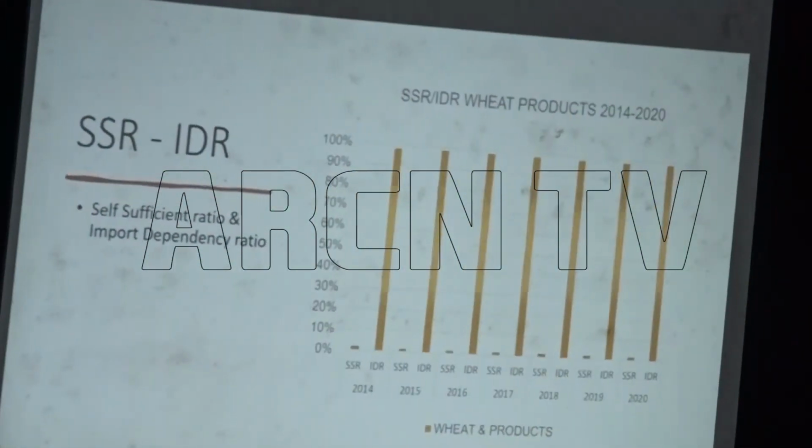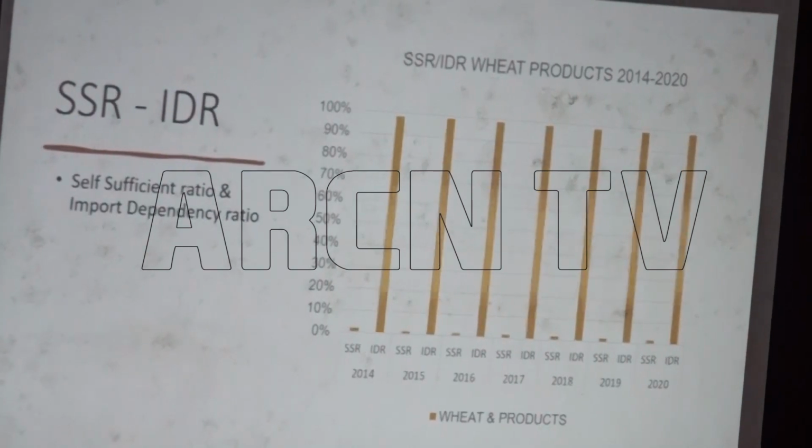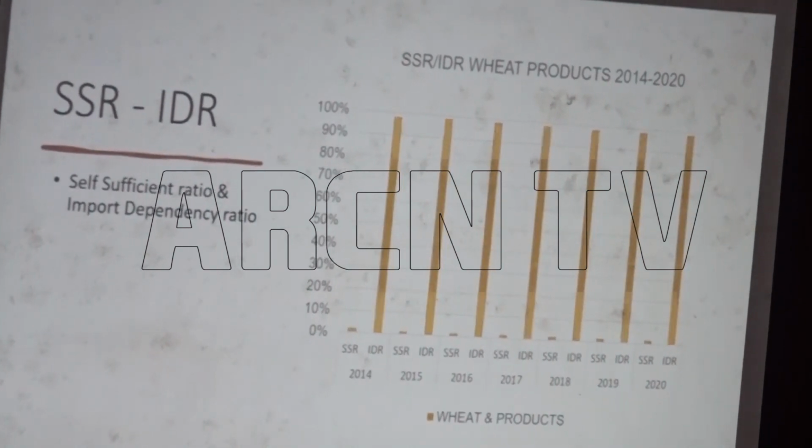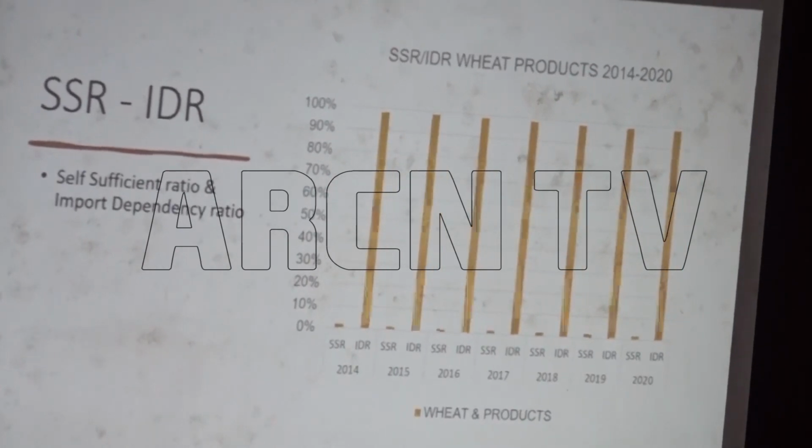So you can see the result of the wheat. Are we self-sufficient or are we not? We are not self-sufficient in rice, in wheat production. You can see 2014 compared to 2020. We are not really, the domestic production of wheat cannot offset the demand.